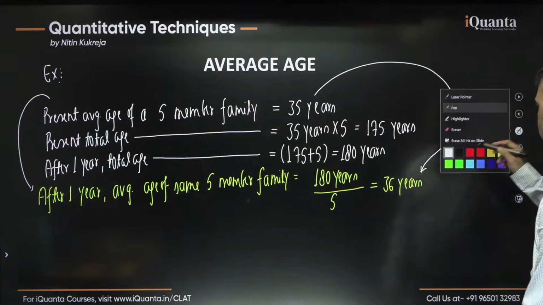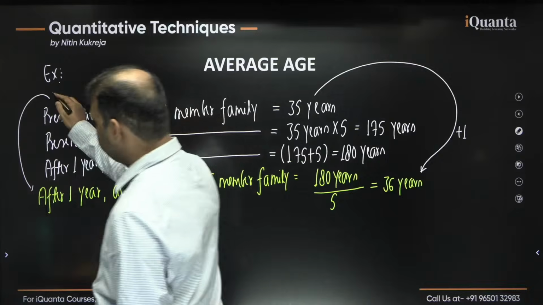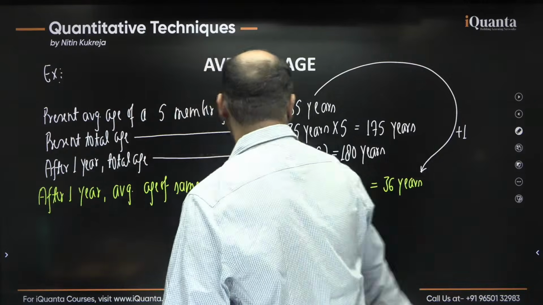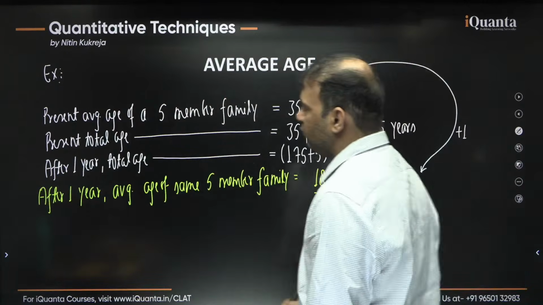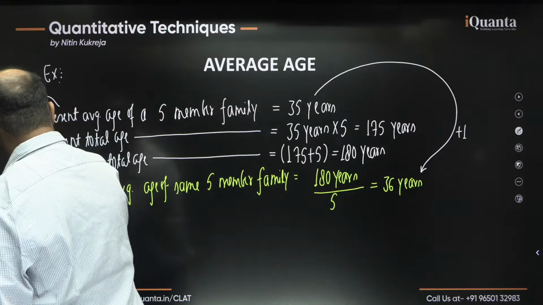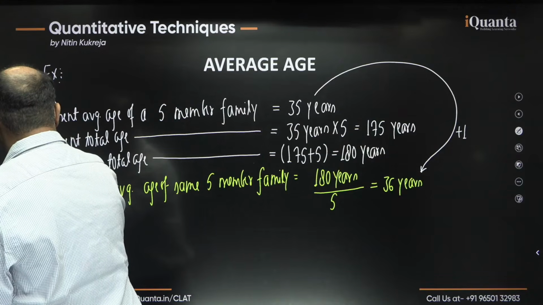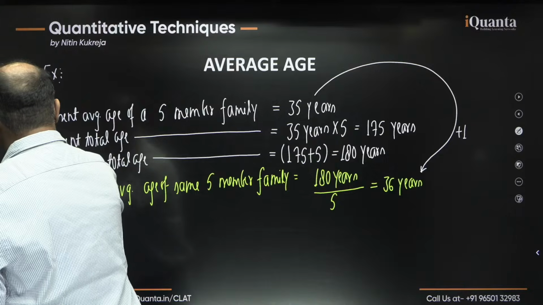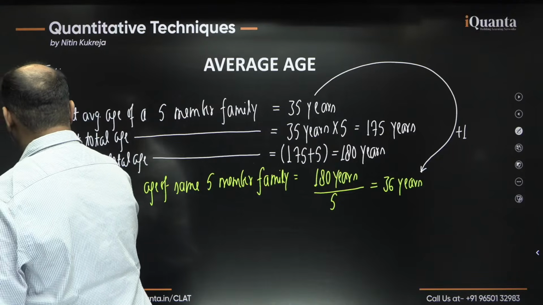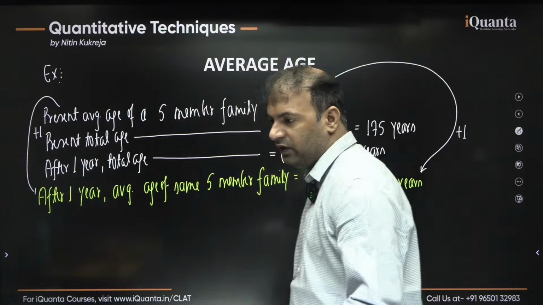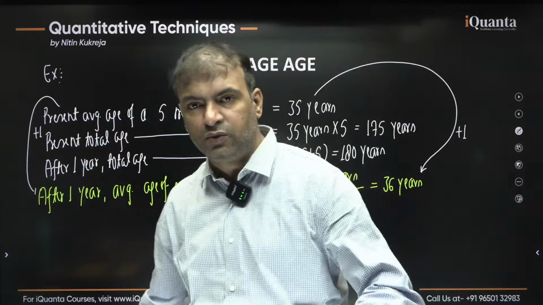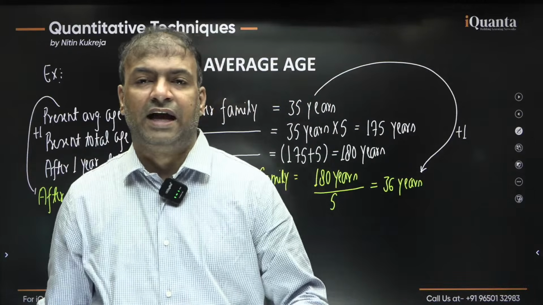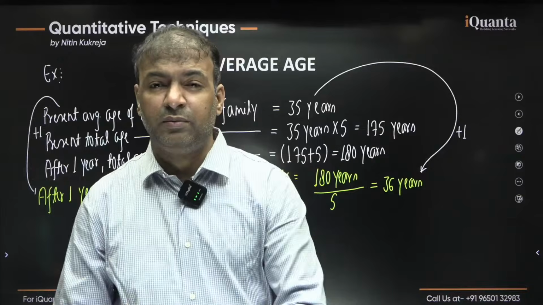All right guys, simple things. What happened here? Because we are moving from the present to 1 year into the future, that is why the average is also increasing by exactly 1. So this always happens. If we are moving 2 years to the future, then the average will increase by 2 years. But we have to remember one more thing.